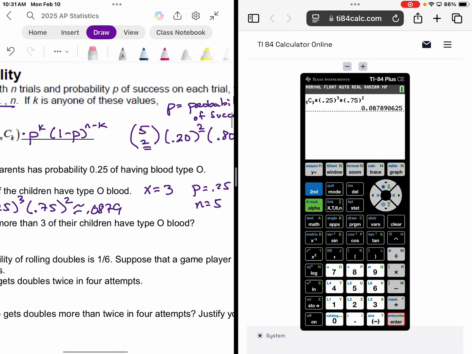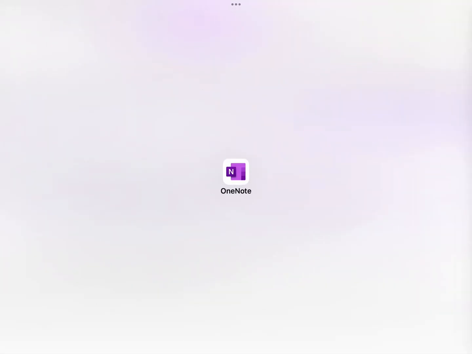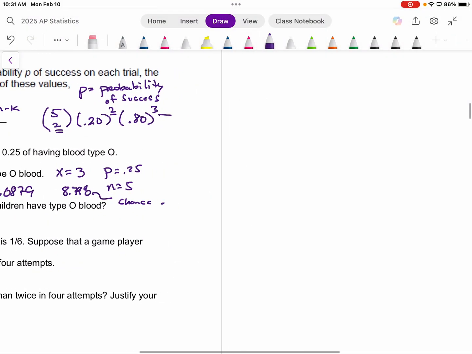So we have about an 8.79% chance of having 3 kids with type O blood. Exactly 3 kids. The chance of having exactly 3 kids with type O blood.